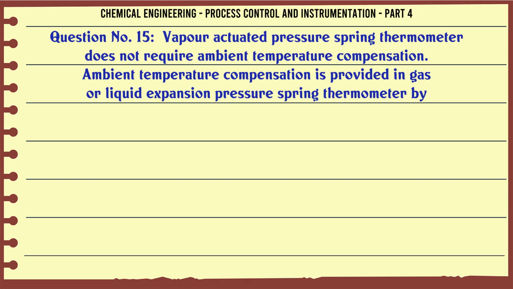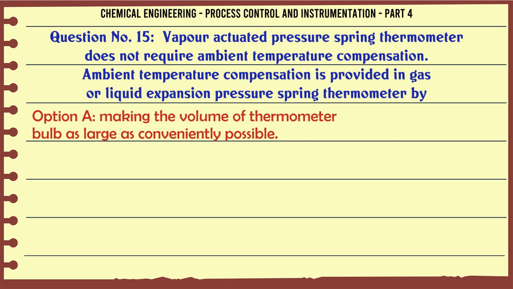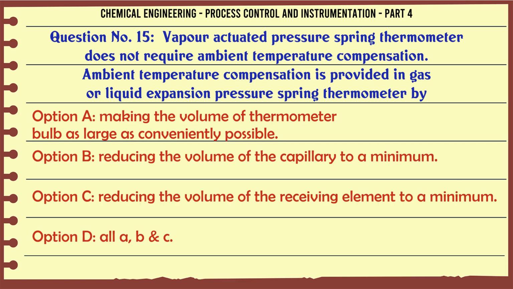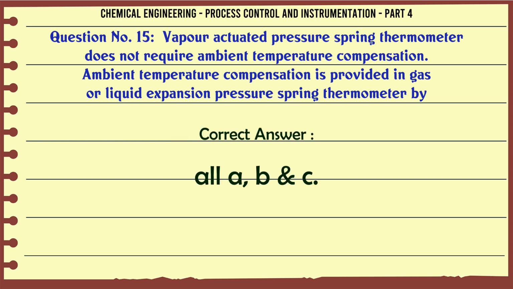Vapour actuated pressure spring thermometer does not require ambient temperature compensation. Ambient temperature compensation is provided in gas or liquid expansion pressure spring thermometer by A. Making the volume of the thermometer bulb as large as conveniently possible. B. Reducing the volume of the capillary to a minimum. C. Reducing the volume of the receiving element to a minimum. D. All of A, B, C. The correct answer is all of A, B, C.